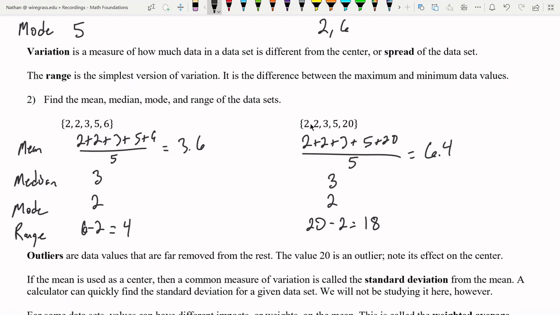And you can see here in this data set, 20 is an outlier, right? We had 2, 2, 3, and 5. Those are all really close together. When you compare it to 20, 20 is way far out there.